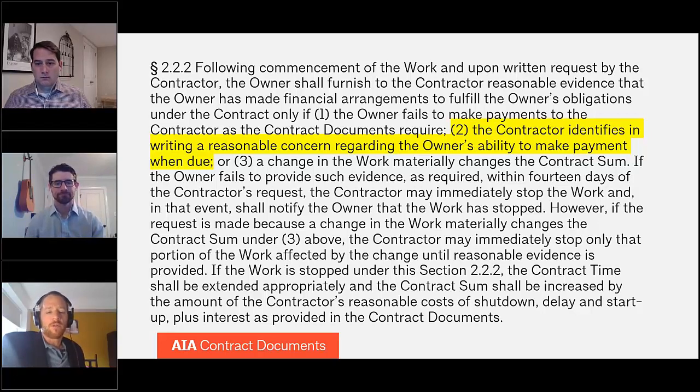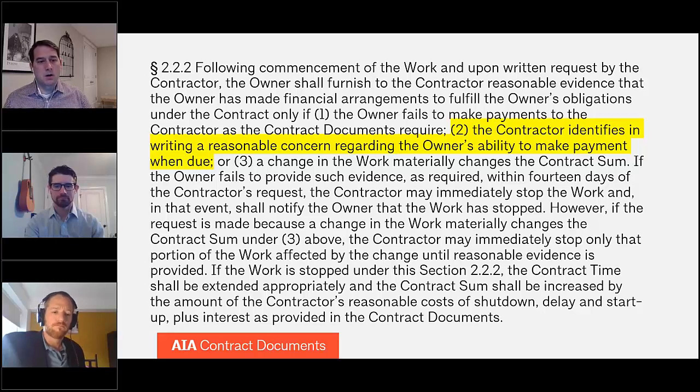Some other things that have been identified in the past that we have talked over outside of this video are if the owner hasn't paid on other projects and the contractor has heard of those kinds of payment problems, or if the owner has paid late on past applications for payment. Those are all the kind of things that might rise to the level of a reasonable concern. So any other thoughts on this topic before we move on, gentlemen?